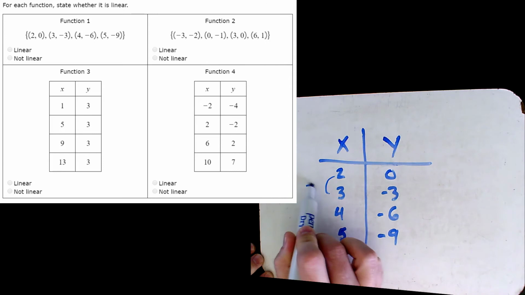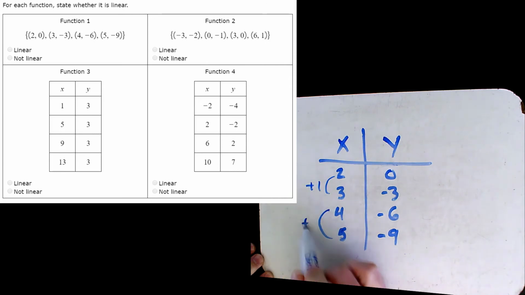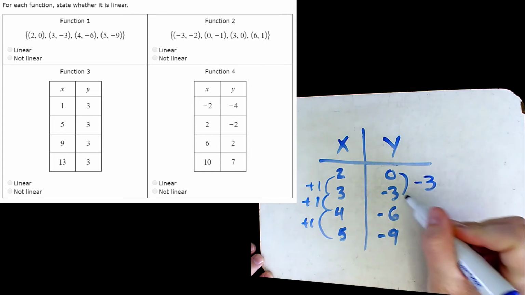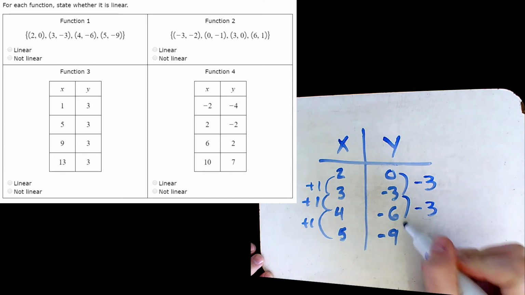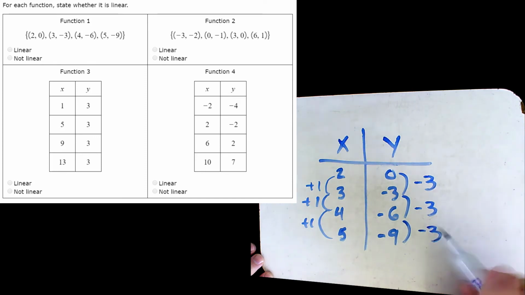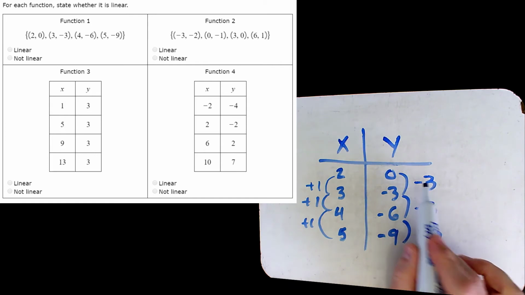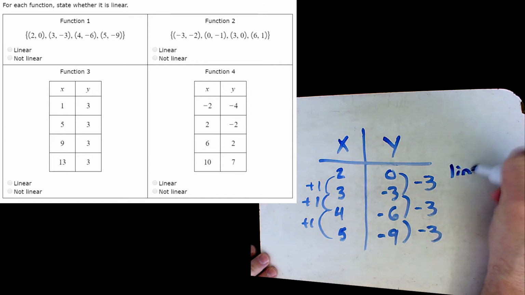So on my domain side, I've got plus 1, plus 1. From here, it was plus 1. From here, I went down 3, down 3, down 3. So every time this one changes by 1, this one changes by -3. So this one would be a linear function.